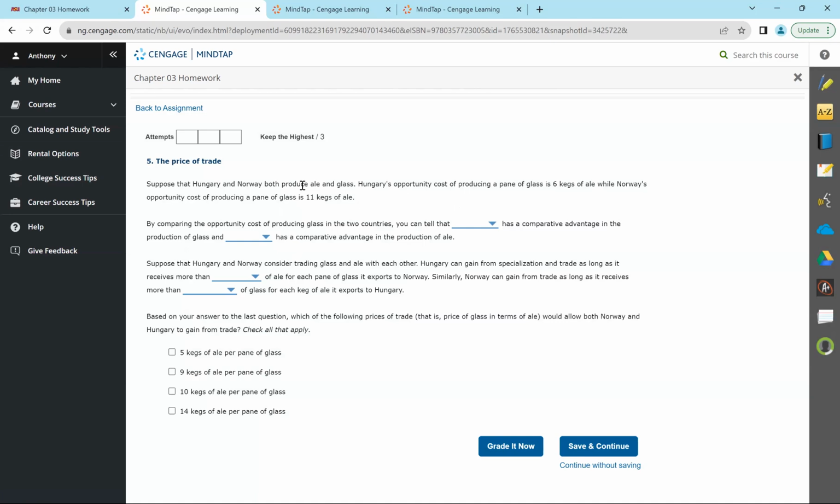All right, this one's got some numbers in it. Suppose that Hungary and Norway both produce ale and glass. Hungary's opportunity cost of producing a pane of glass is 6 kegs of ale, while Norway's opportunity cost of producing a pane of glass is 11 kegs of ale. So what that tells you is that Norway needs to make ale. So who has a comparative advantage? Norway. You look for the one that they should make, and then the other one is making the other one.